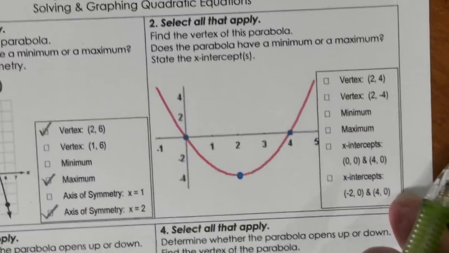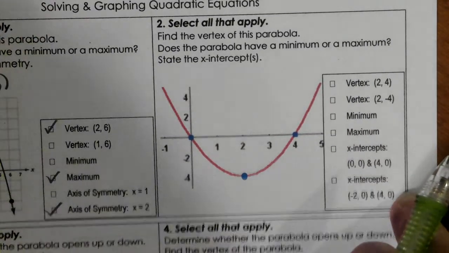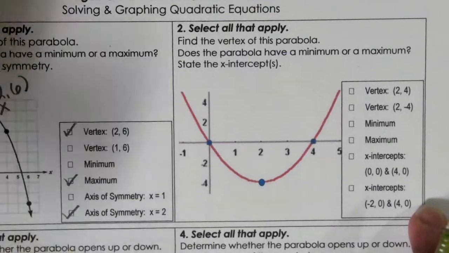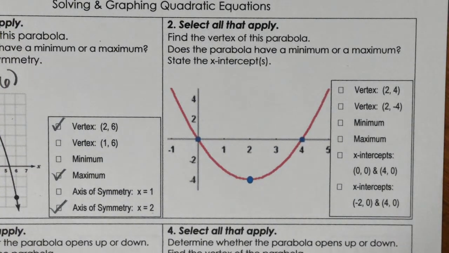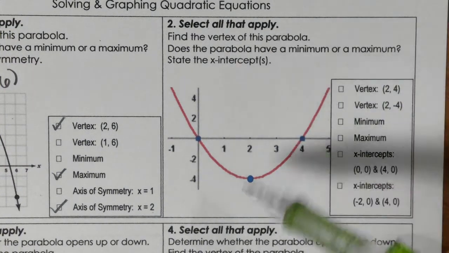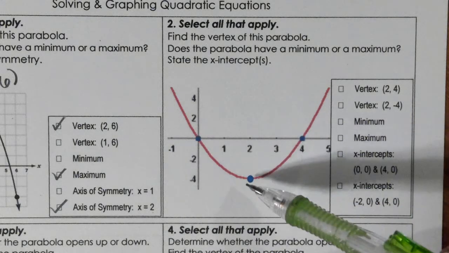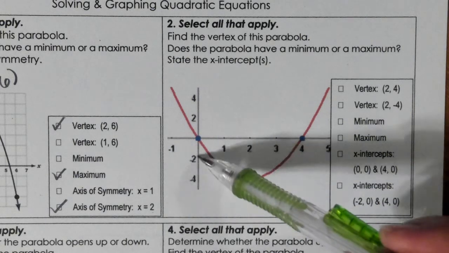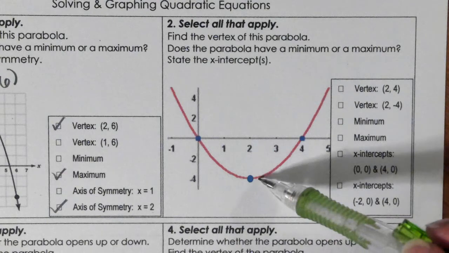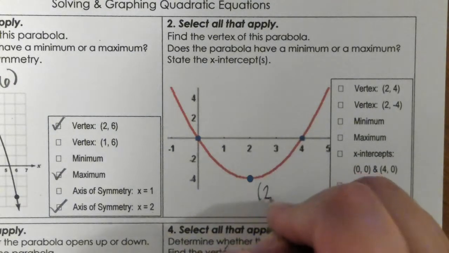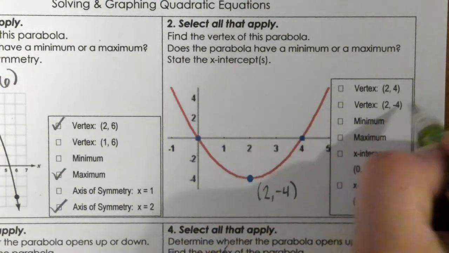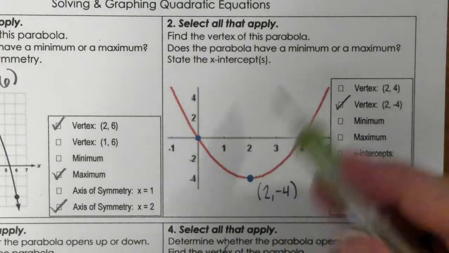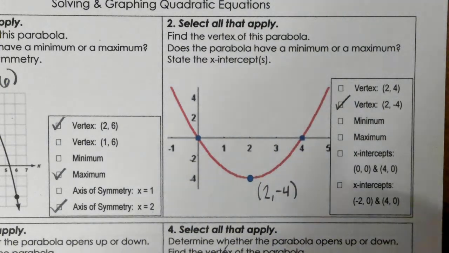Number 2, it asks us for the parabola again. So the vertex of the parabola, that would be 2, -4. Looks like they're counting by 2's here. So 2, -4. It is a low point, which is a minimum.